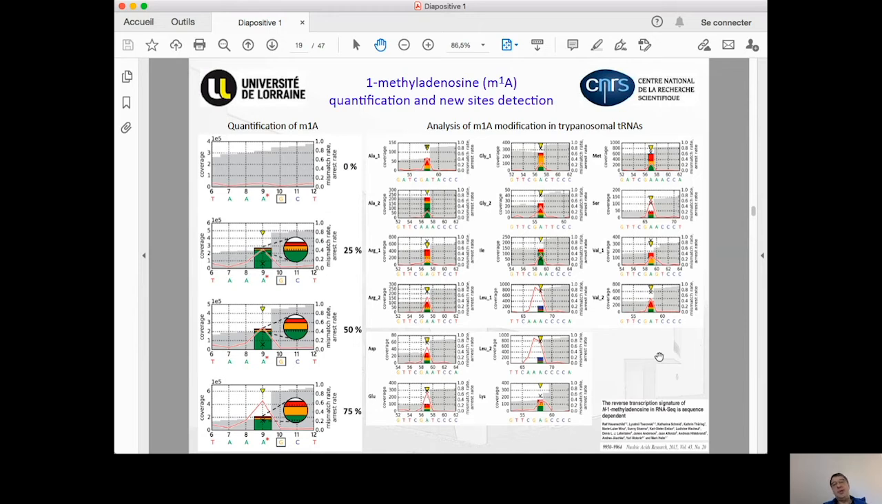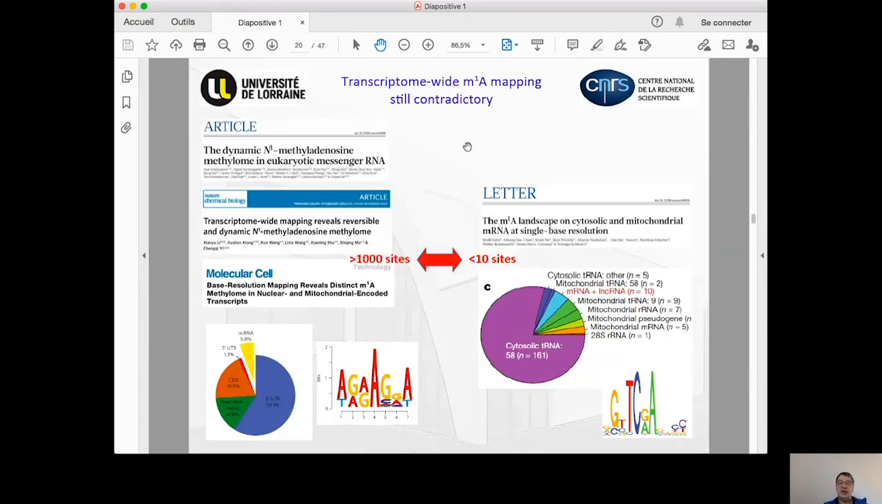So what about the presence of M1A in the transcriptome? This is still highly contradictory. There were reports stating that over 1,000 sites of M1A modification were found in different positions in mRNA with a consensus sequence which is quite GA rich here. And in another publication from another group, the same analysis revealed only the presence of M1A in tRNAs and very few, if any, sites in mRNAs.